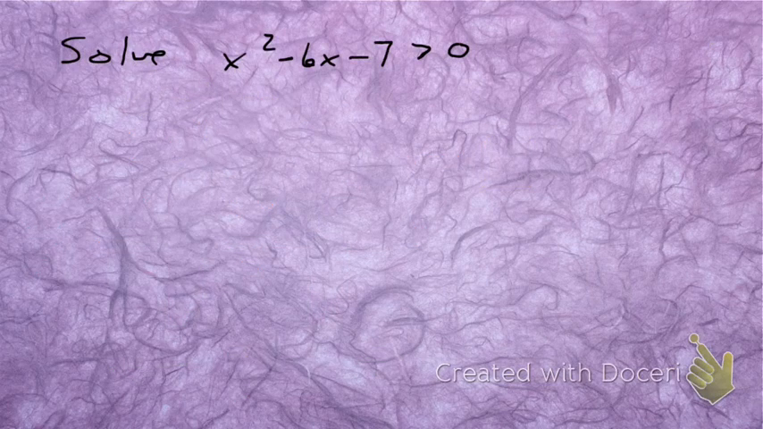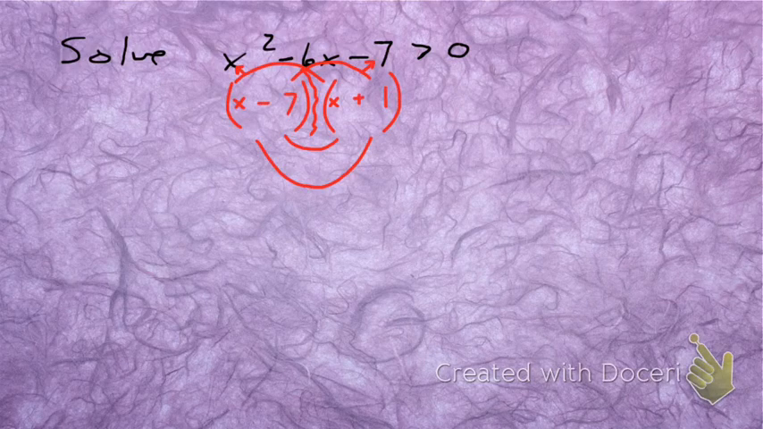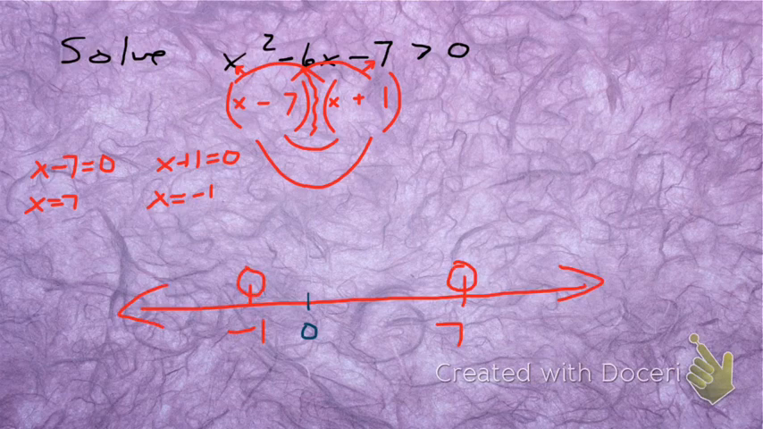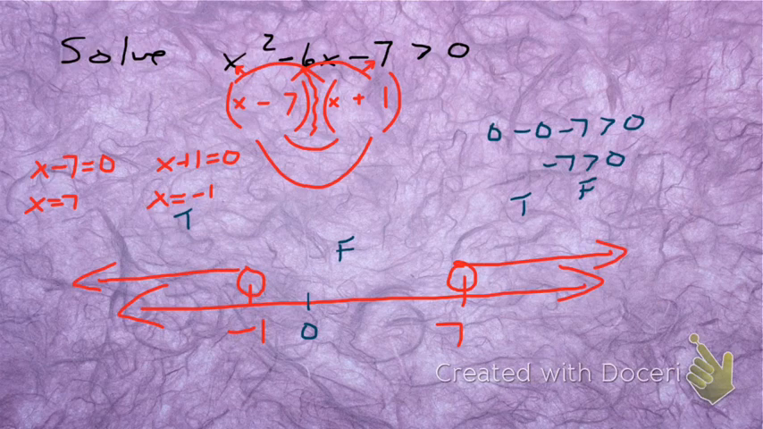All right, let's do one more, and then we'll move on to 2 dimensions. We have a factoring of x minus 7, x plus 1. Critical points, 7 and negative 1. 0 is false. And so I get a skateboard graph with open circles from negative 1 and 7.